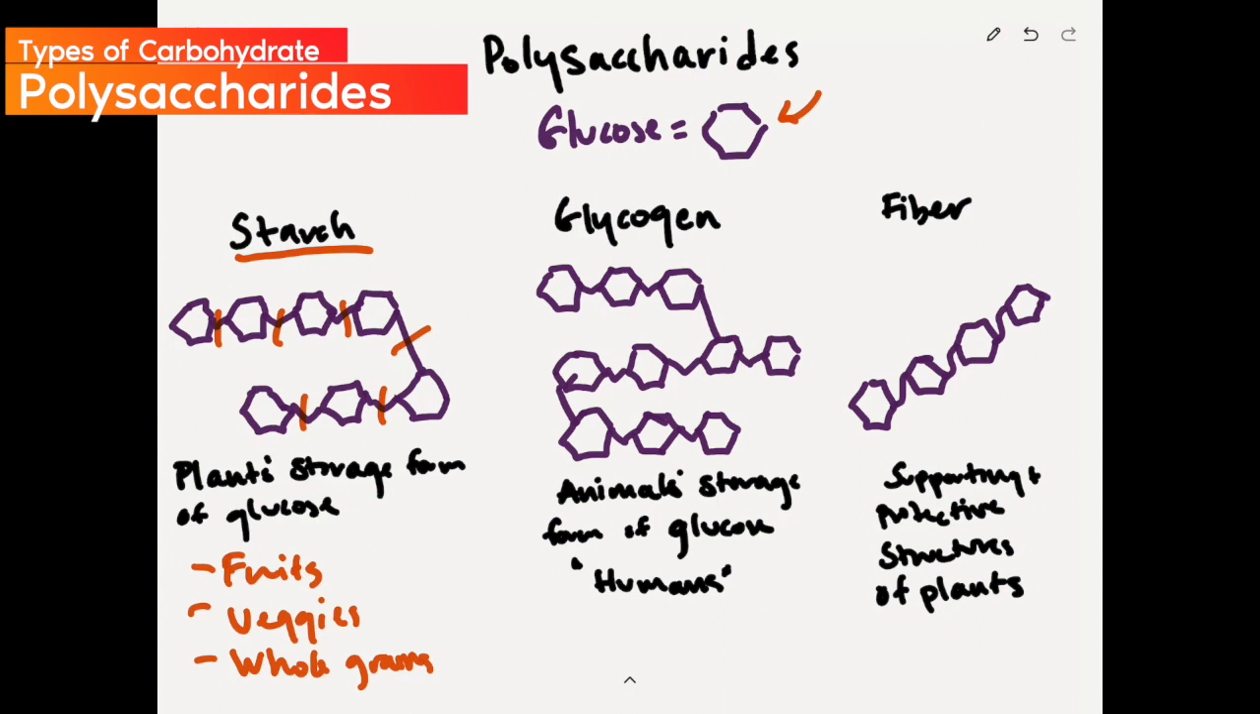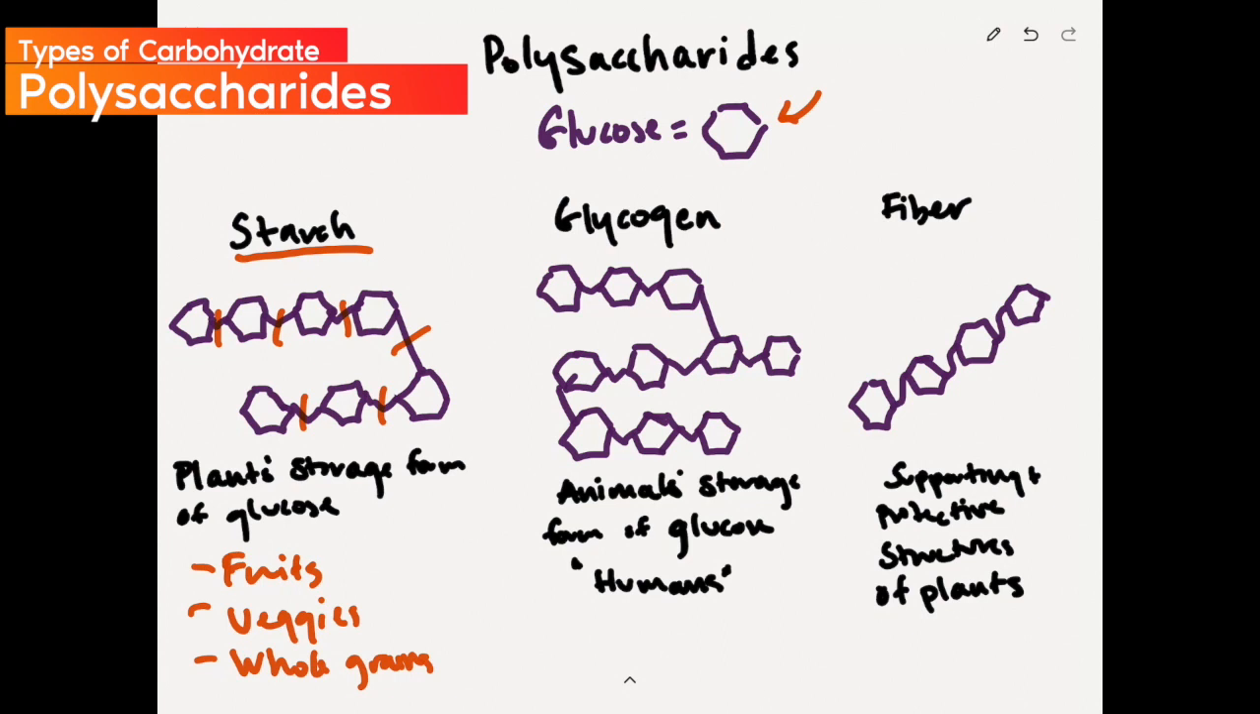So starch is stored in the granules in the plant seeds, like in the corn kernels, and it really provides the plant with energy to nourish the seed in the ground until the plant is able to form shoots and leaves. So that's why we find starch in our plant foods.